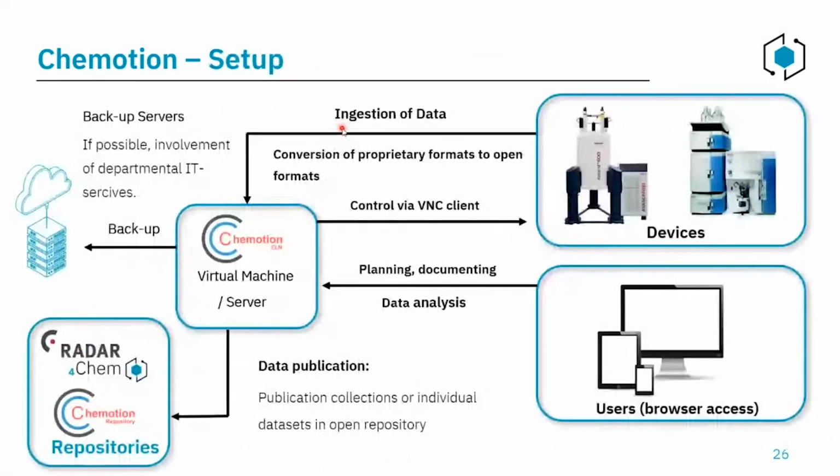This is a rough scheme of how Chemotion works. It's usually installed on a server or virtual machine, which is then linked to an appropriate backup strategy, such as an institutional server. It can be linked directly to analytical devices, so you can ingest data from those devices. You can even convert the proprietary formats to open formats, and you can even control these devices via B and C clients.